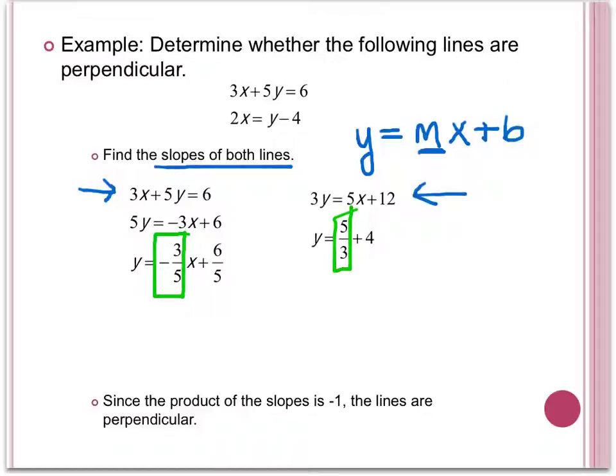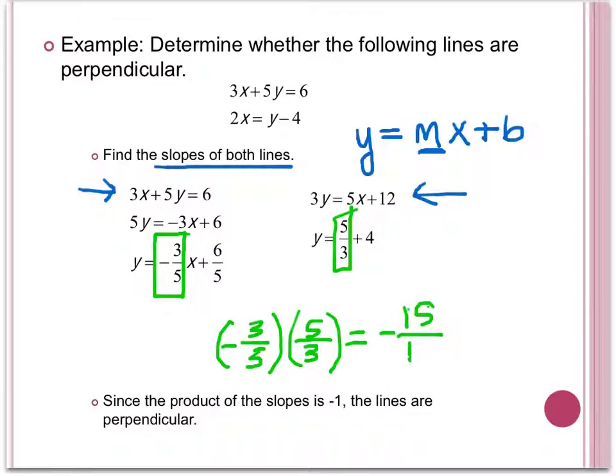In order to show that these two lines are perpendicular, we must multiply their slopes. We have negative 3/5 times 5/3. When multiplying together, that equals negative 15/15, which equals negative 1. Therefore, the lines are perpendicular.